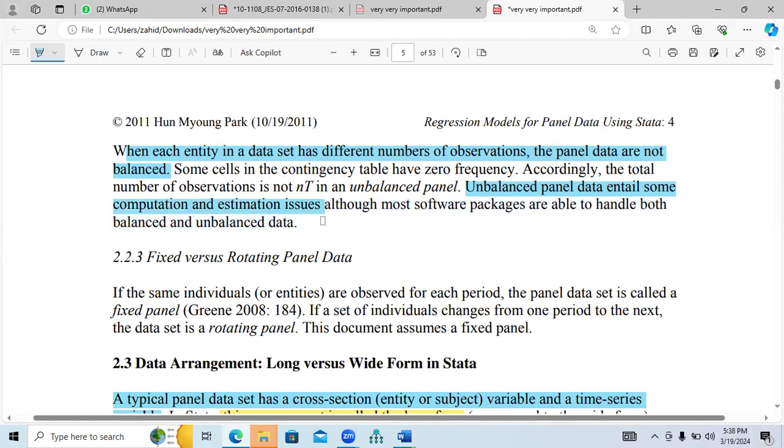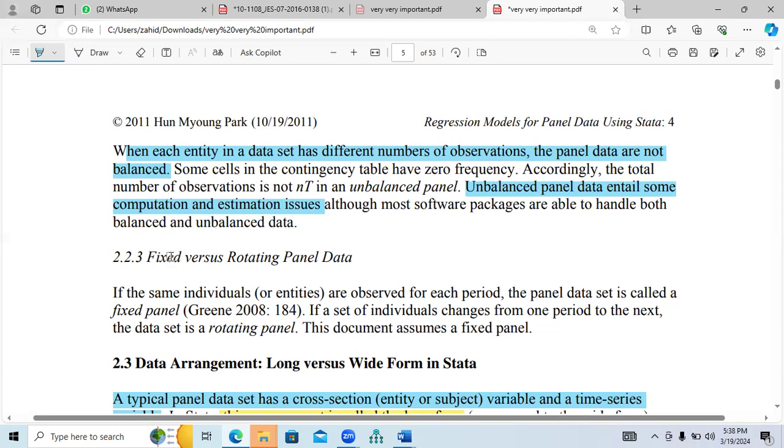That is the important thing that you need to understand that in case of balanced panel, we may have favorable circumstances with the analysis, but in case of unbalanced panel, we may have some computation and estimation issues. Although most software packages are able to handle both balanced and unbalanced data. So Stata is a software which can accurately estimate the balanced and unbalanced panel data. So we don't need to worry about it.